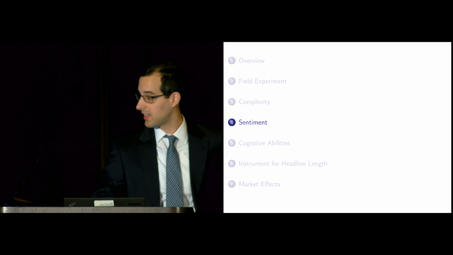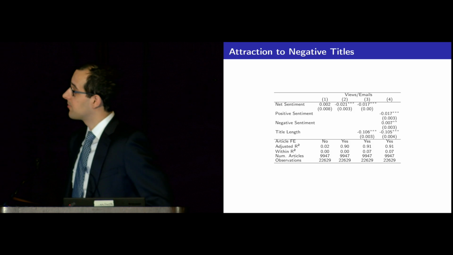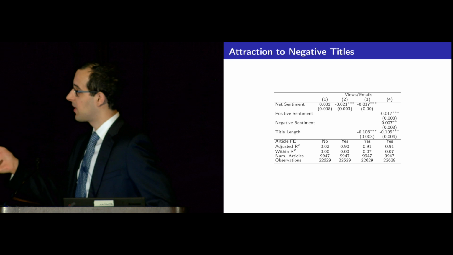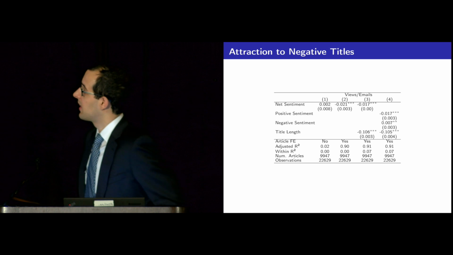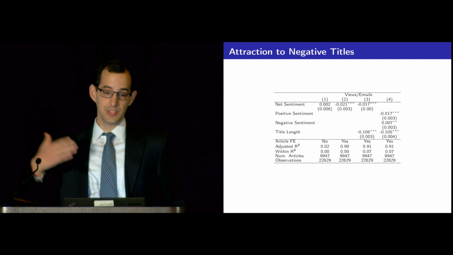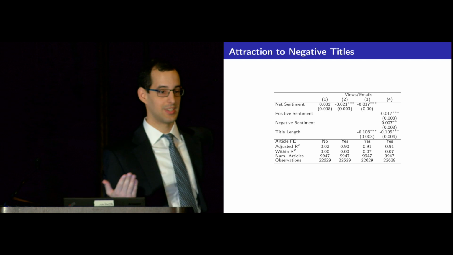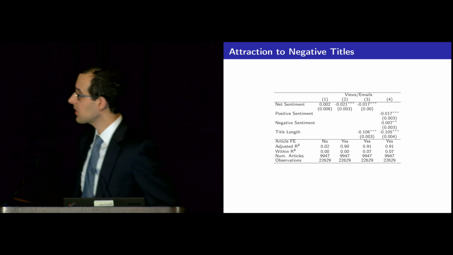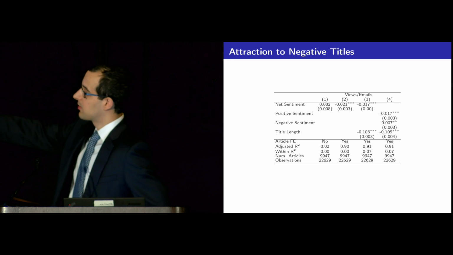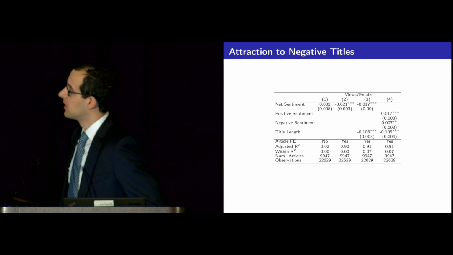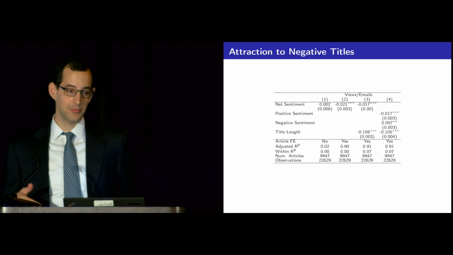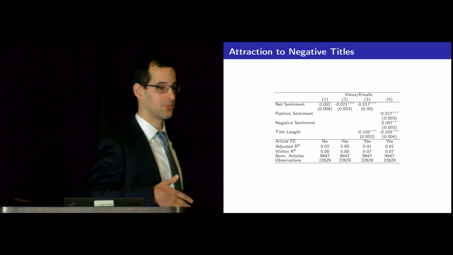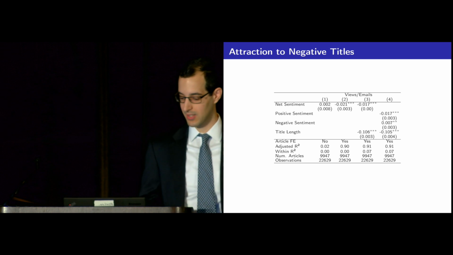Quickly on sentiment, just one slide. I evaluate the number of positive words and negative words in titles. Net sentiment is positive minus negative. And it looks like there's a negative relationship: positive titles get less attention, negative titles get more attention. What's interesting is that if I control for complexity with the length of the title, you see that they're correlated and the result of sentiment goes down about 20%. So if you do papers that use sentiment, you should also control for complexity.